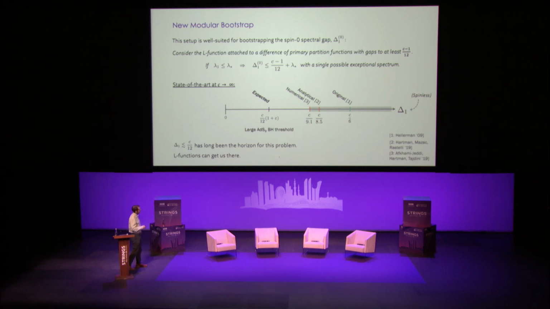Due to these authors in 2019, there's been a bottleneck. Basically, large C and the truncation procedures in solving the modular bootstrap equations don't play well. They don't commute. And so C over 12 has long been the horizon for this problem, basically due to the fact that the large black hole threshold in AdS starts there. I say large in case you're worried about small black holes. Even the large black hole threshold starts right there. But L-functions can prove this bound, in particular for a scalar operator, by bounding lambda star.